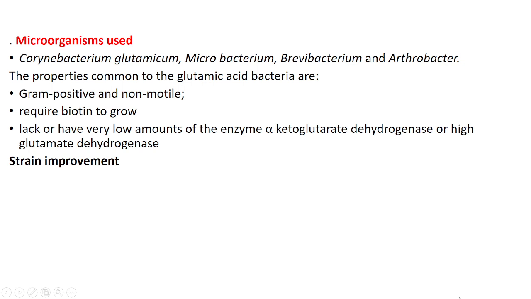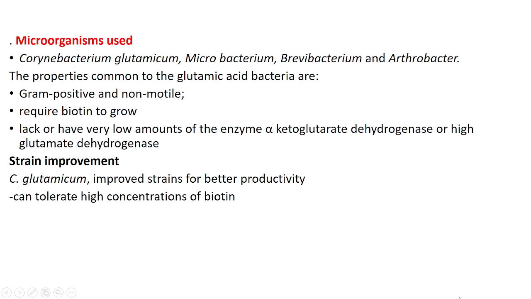So how is the strain improvement done? These are the microorganisms. If you want an improved strain of the microorganism, how is the strain improvement done? C. glutamicum can be improved such that more productivity is there. The strain improvement is done by mutant selection of varieties which can tolerate a higher concentration of biotin. Those varieties which can tolerate higher concentration of biotin are seen to produce more and more of the amino acid. And lysozyme sensitive mutants are also shown to have a higher yield. So these different types of mutant selection are done.